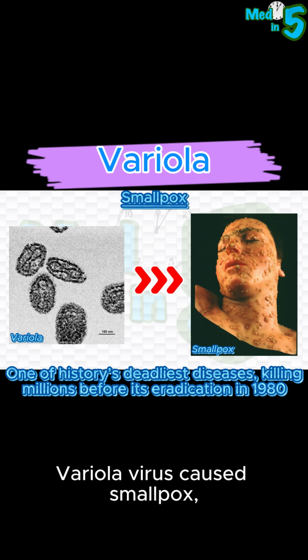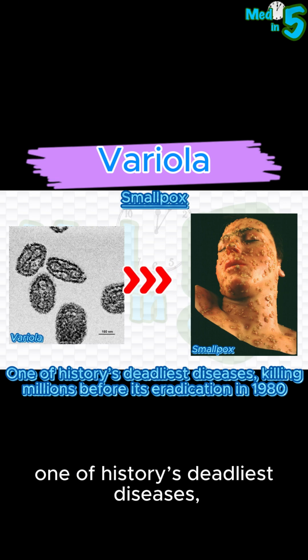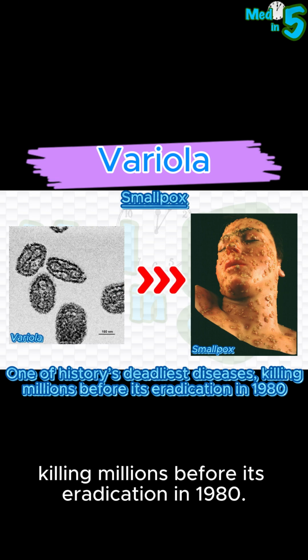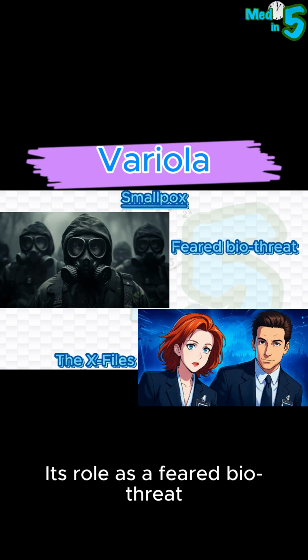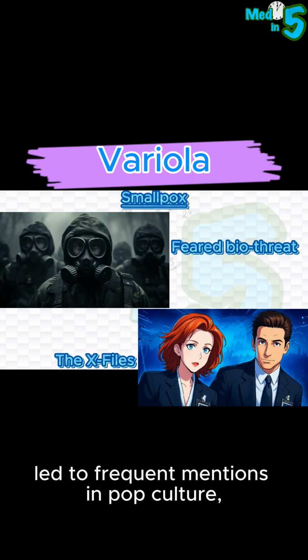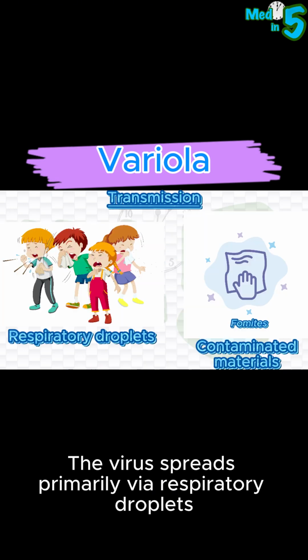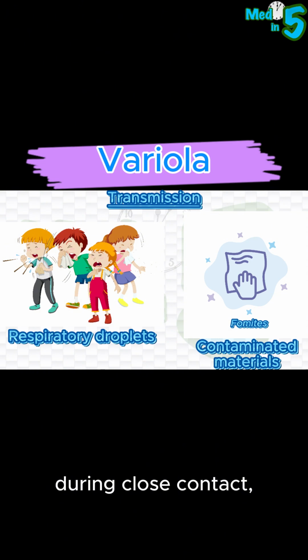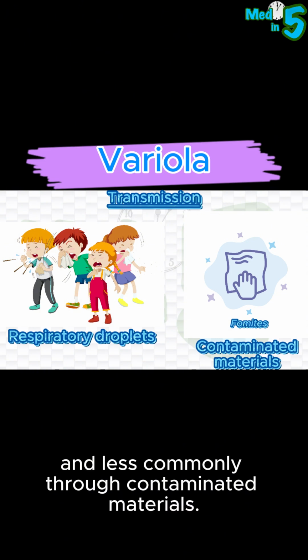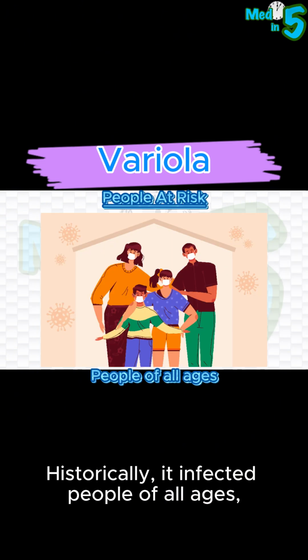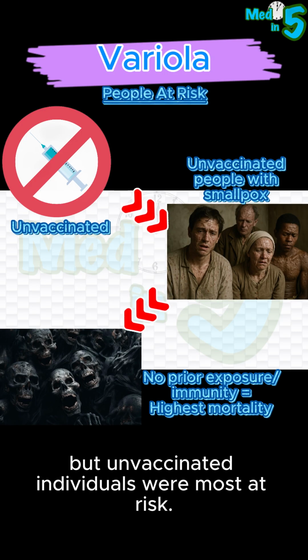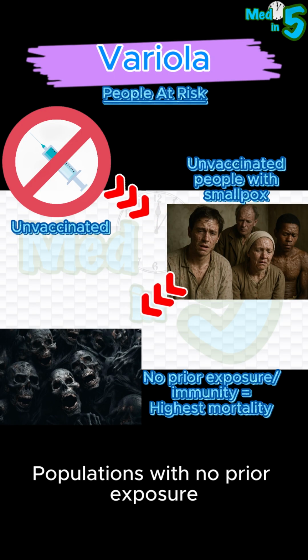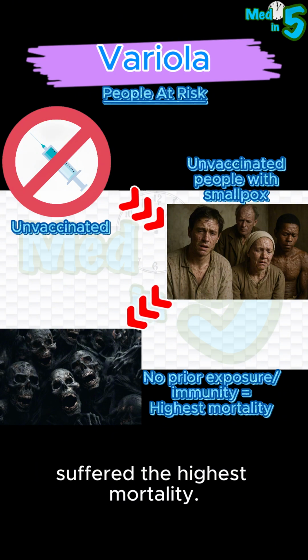Variola virus caused smallpox, one of history's deadliest diseases, killing millions before its eradication in 1980. Its role as a feared biothreat led to frequent mentions in pop culture, including the X-Files. The virus spreads primarily via respiratory droplets during close contact, and less commonly through contaminated materials. Historically, it infected people of all ages, but unvaccinated individuals were most at risk. Populations with no prior exposure suffered the highest mortality.